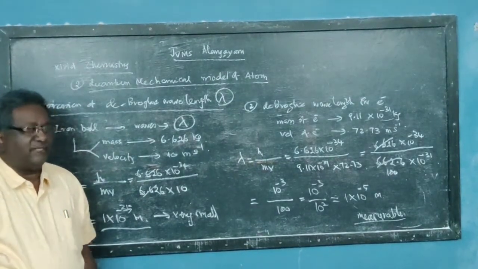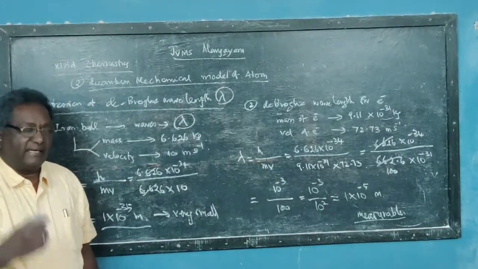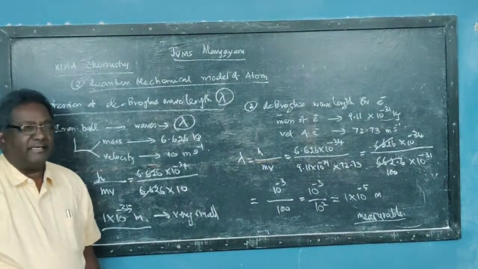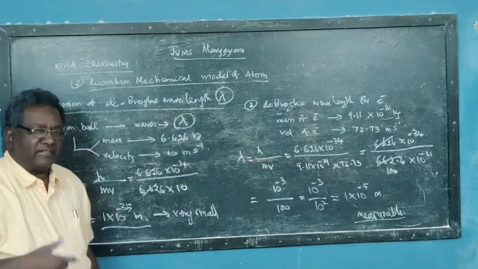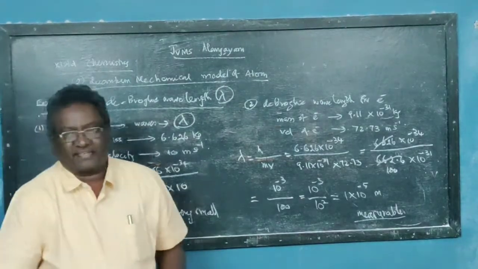So using this de Broglie concept only, the correct model of the atom was developed later on, and the further study we will learn in the next class.